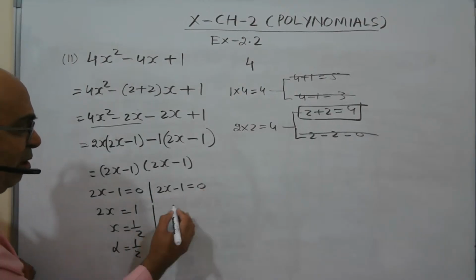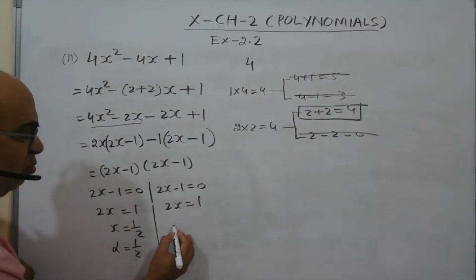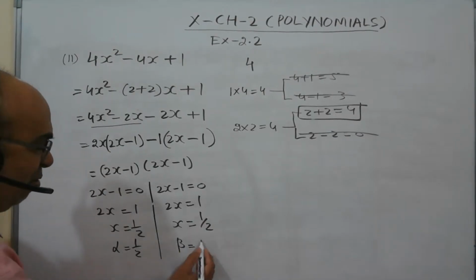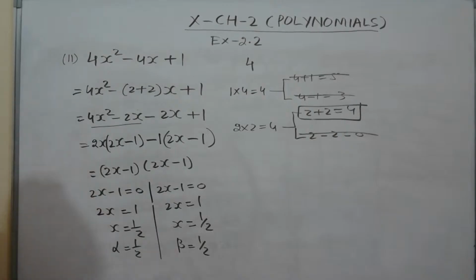2x minus 1 equal to 0. So 2x equal to 1. So x equal to 1 by 2. So this is beta equal to 1 by 2. After that, verification.